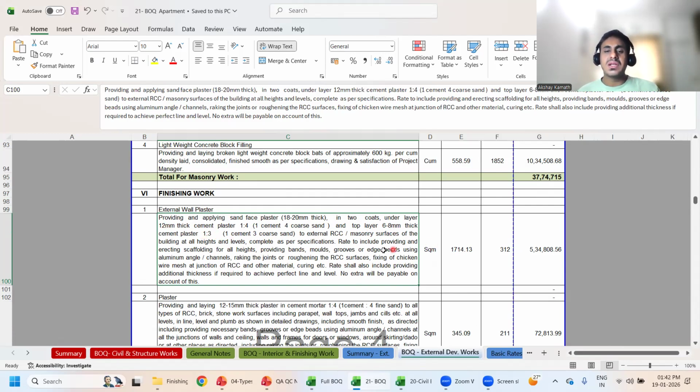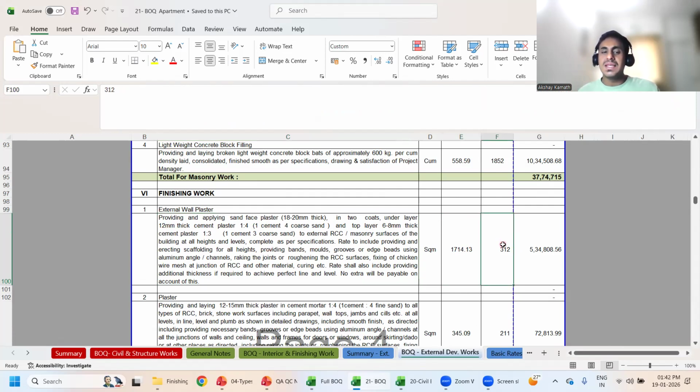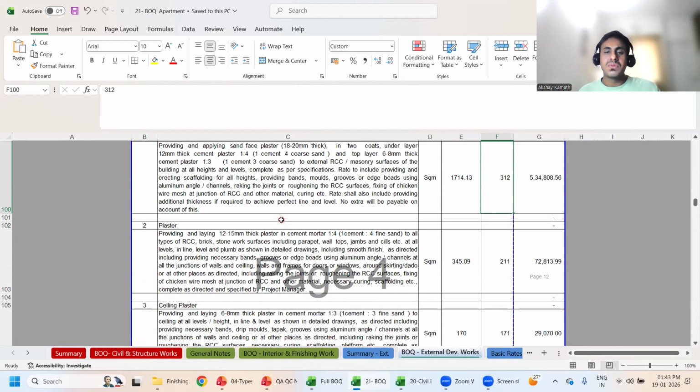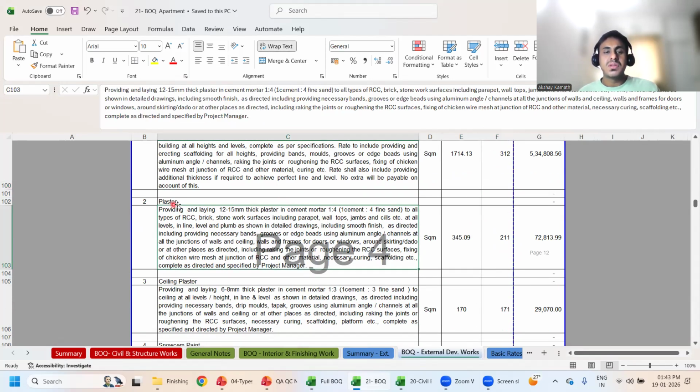Rest all those things are written: that it includes the material, the curing, the labor charges, racking the joints, putting up the scaffolding. Everything is mentioned. Always the plastering that we do is measured in square meter or square feet. So square meter they have mentioned, the quantity they have put, the rate they have put. This is for the external plastering. Next is your plaster.